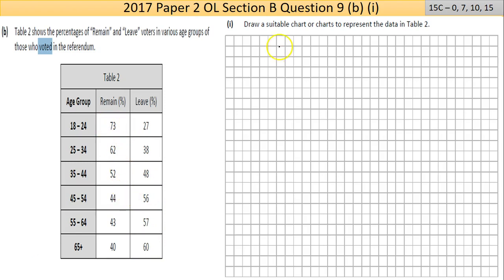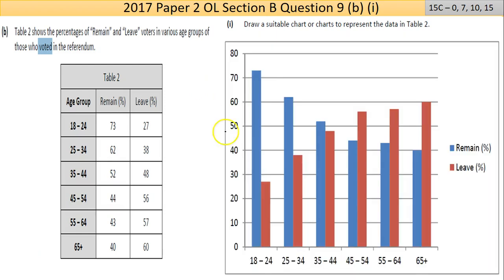Now you're asked in part 1 here, it's worth 15 marks, there's a lot of marks: draw a suitable chart. Now that could be a bar graph, pie chart, trend graph, whatever. Or charts, there's a hint there in a sense, to represent the data in Table 2. Now you could do 2 pie charts here, you could do a trend graph on the same XY axis, but probably the most suitable one would be a bar chart because it's so easy to see what's going on, comparison.